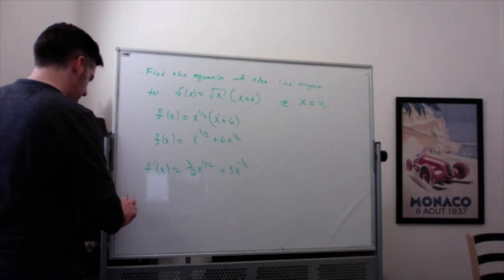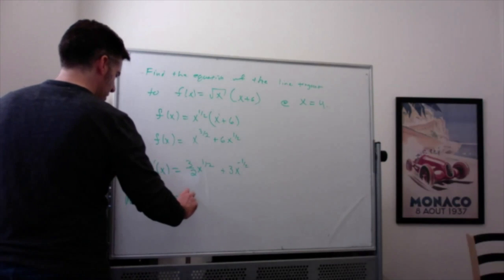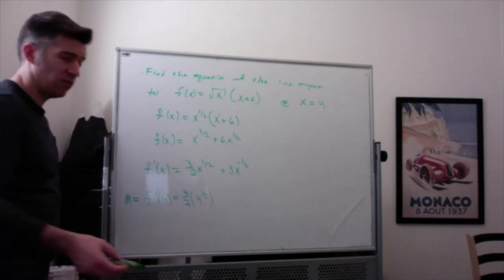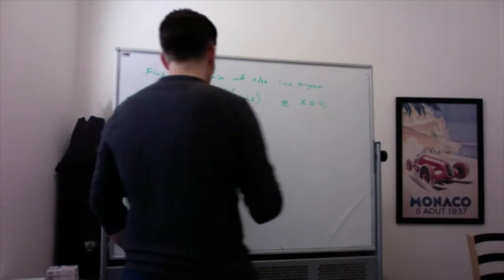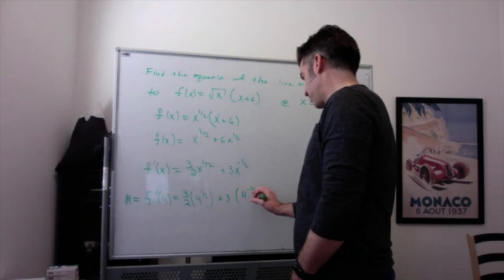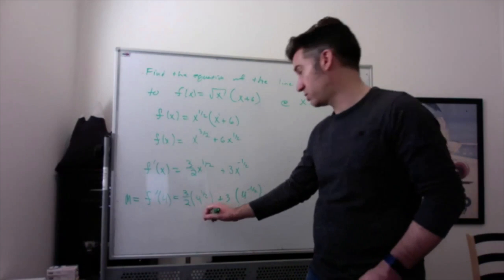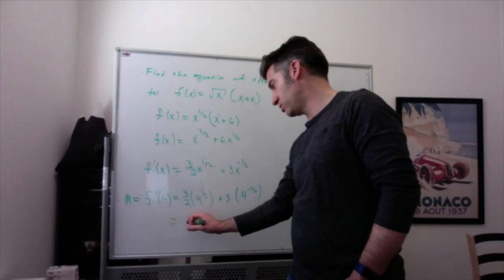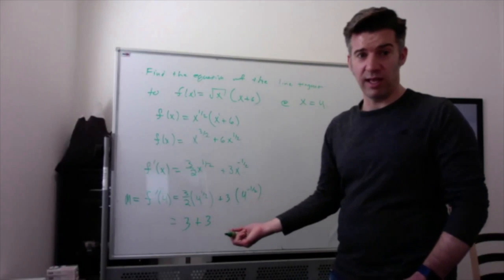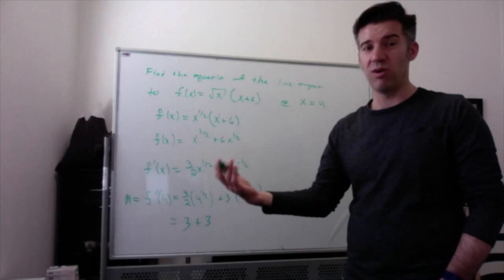So my slope, m, is going to be f prime of 4, which is 3/2 times 4 to the 1/2 power, which is the square root of 4, which is 2, plus 3 times 4 to the -1/2 power. Okay, so 4 to the 1/2 is the square root of 4, which is 2. So this is 3/2 times 2, which is 3, plus 3 times 4 to the -1/2, which is 1 over 4 to the 1/2, which is 1 over the square root of 4, which is 1 over 2.